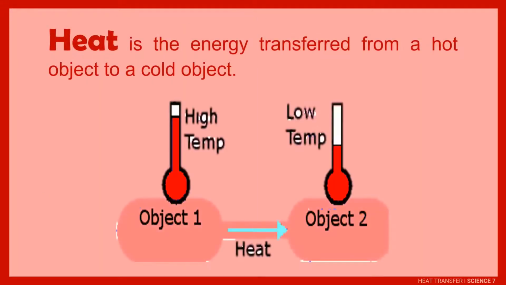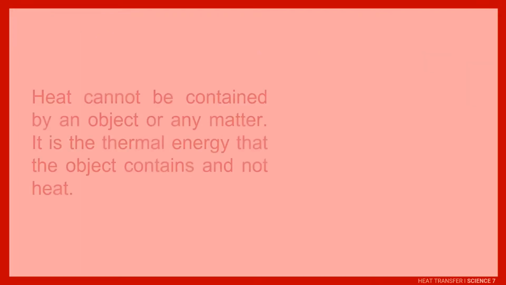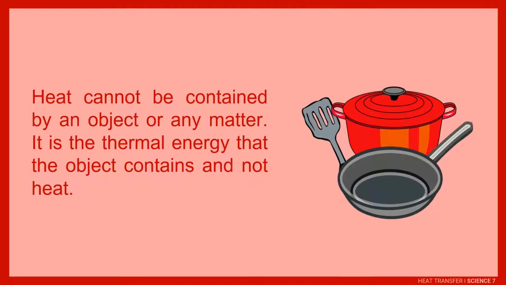Heat transfer usually takes place between two objects with different temperatures, hot and cold objects. In this case, the flow of heat is from the object with high temperature to the object with low temperature. Heat is the energy transferred from a hot object to a cold object. Keep in mind that heat is uncontainable by anything or matter. It is thermal energy, not heat, that a thing possesses.